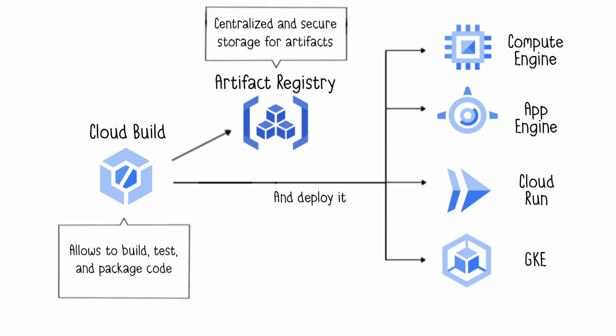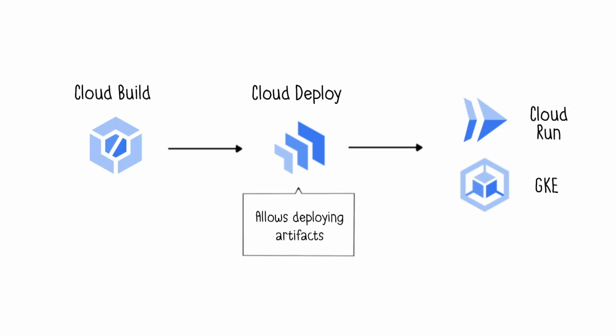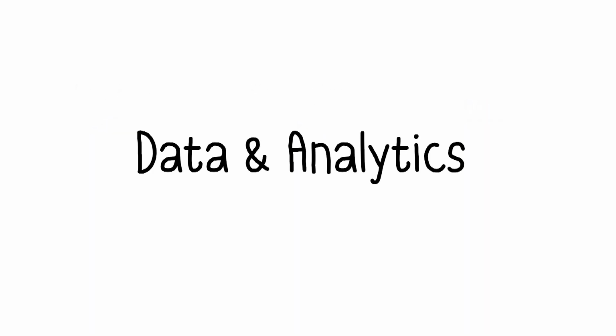Artifact Registry is a secure storage service for artifacts, Docker images, Maven packages, NPM, etc. It helps centralize the artifacts used in your CI/CD pipelines. Cloud Deploy is a continuous deployment service that automates the deployment of artifacts, such as Docker images. While both Cloud Build and Cloud Deploy enable continuous deployment, Cloud Deploy is optimized for more complex deployments, canary releases, blue-green deployments, etc. We move forward now to data and analytics services.